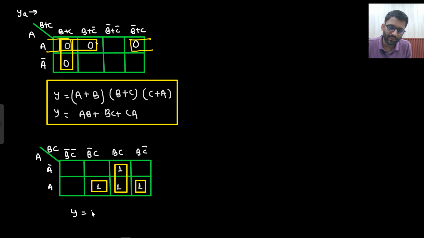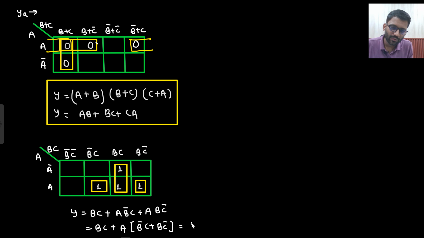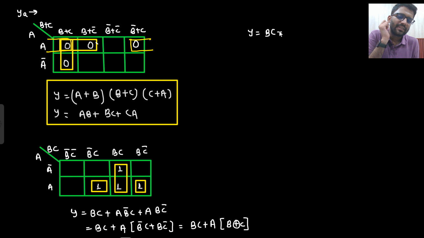What is that? Y is equal to BC plus, what about this? It would be A B bar C. What about this? This would be A B C bar. So what am I getting? BC plus A as common. This would be B bar C plus BC bar. So it would be equal to BC plus A into B XOR C. So one more Y expression you got, that is BC plus A into B XOR C.